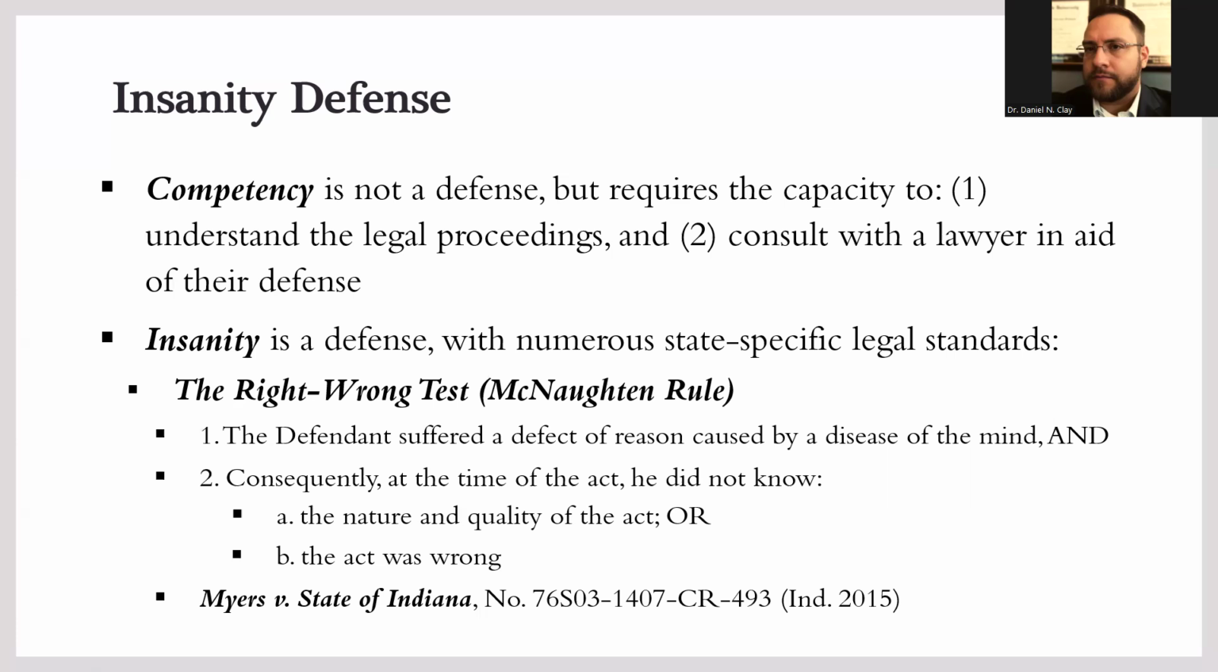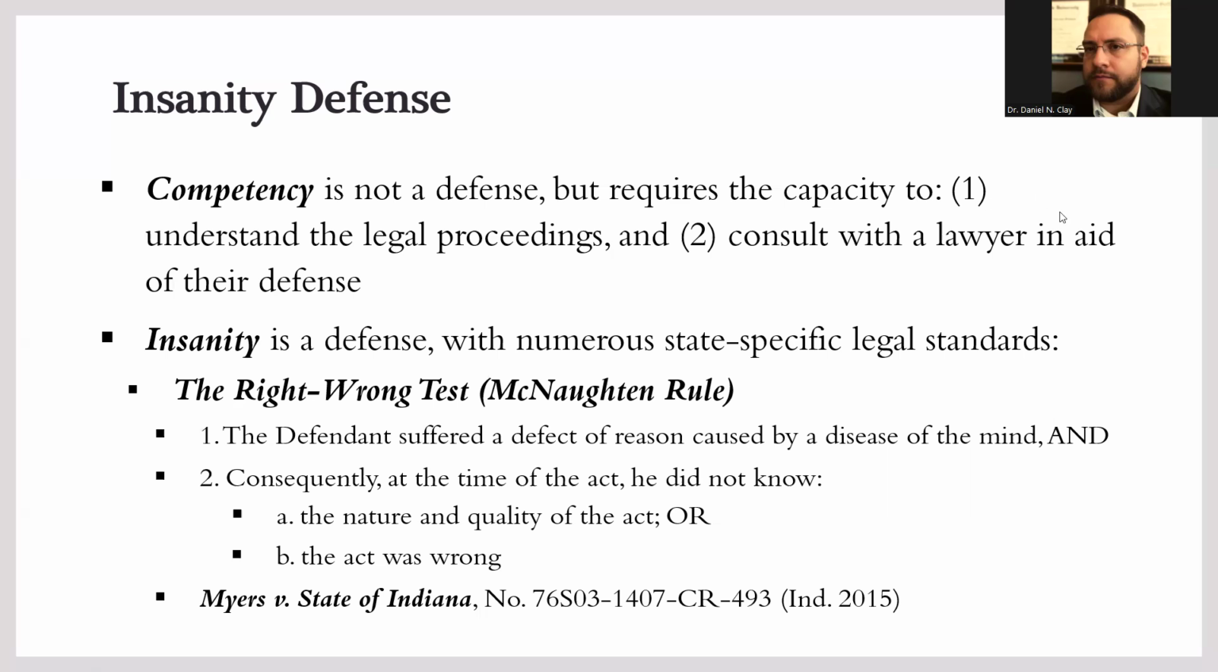So it's not just somebody being diagnosed with a medical condition. Instead, for the McNaughton rule, you have to have some kind of underlying medical condition and that it was so severe and pervasive that at the time you did not know what you were doing or that what you were doing was wrong.